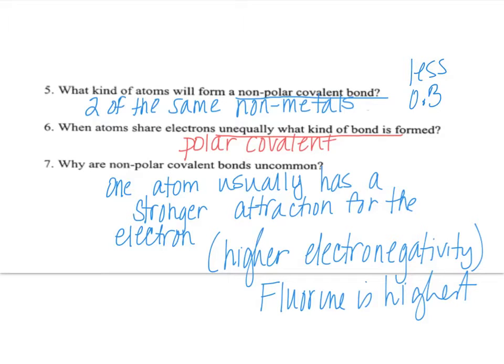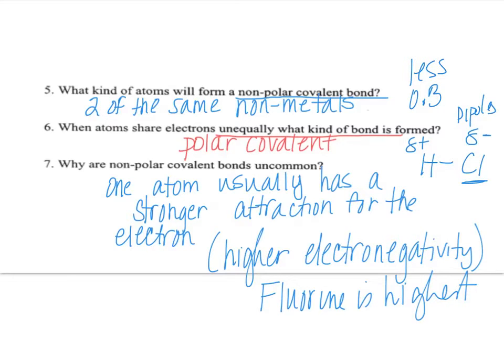6, it says when atoms share unequally, what kind of bond do we have? And that is where we have the polar covalent. Remember, that is whenever we have a bond and this side would be slightly positive, this side would be slightly negative, because chlorine actually gets the electron more, and so it's slightly negative on that charge. We call those dipoles. They create dipoles.